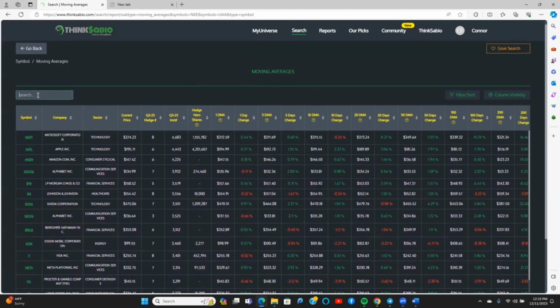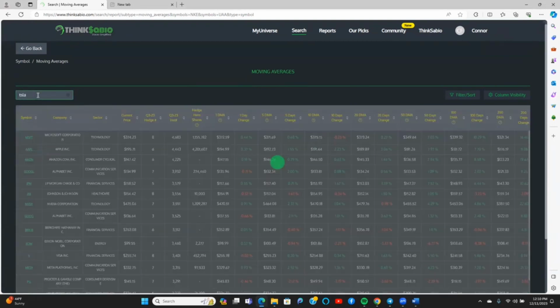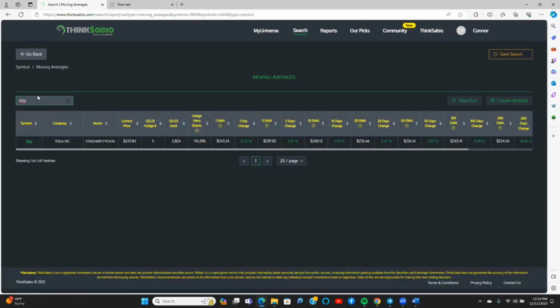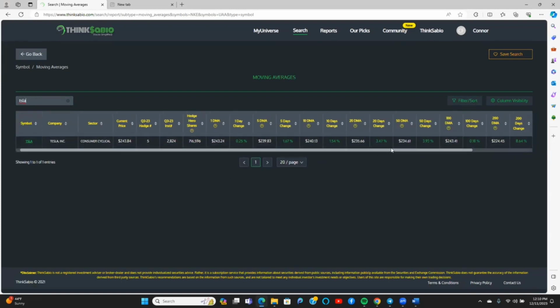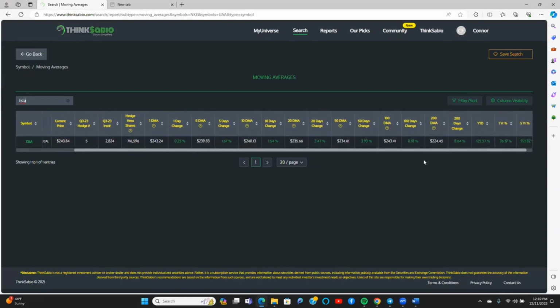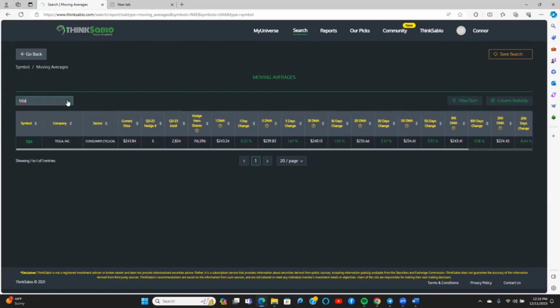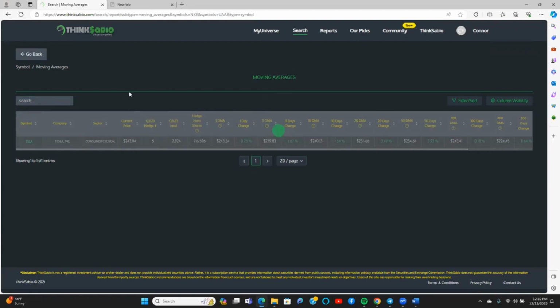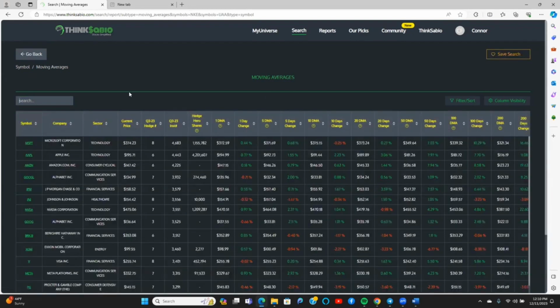But if you wanted to, let's say, search for a specific stock, let's say Tesla, just hypothetically speaking, then you could search for that specific stock, and you'd have all the same information: the current price, the day moving averages, the percent return, et cetera. So really strong stuff from Tesla here. And then you could just hit the X button if you wanted to look at all the individual stocks again.